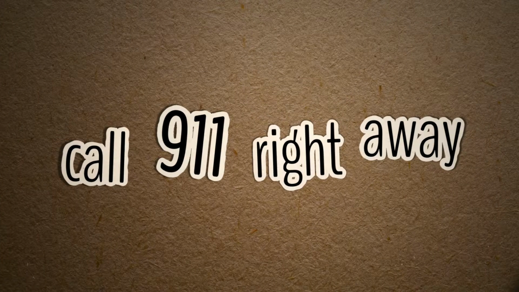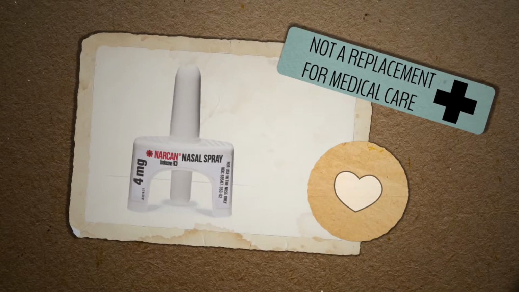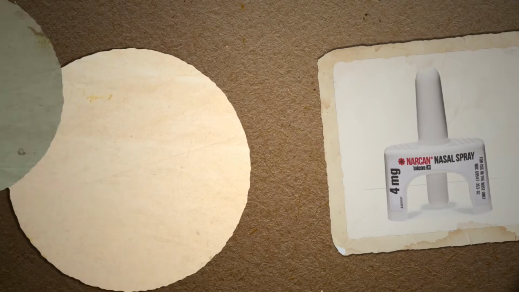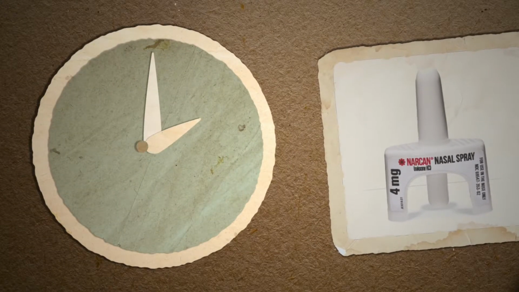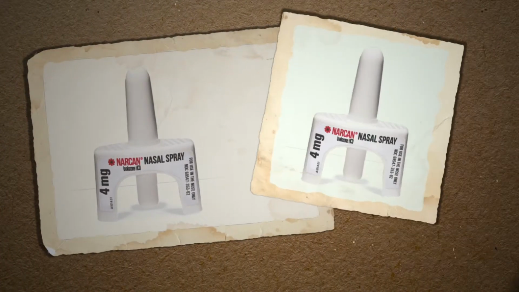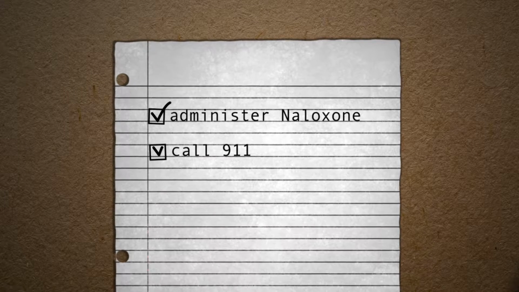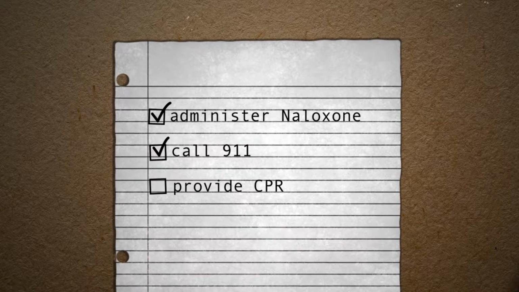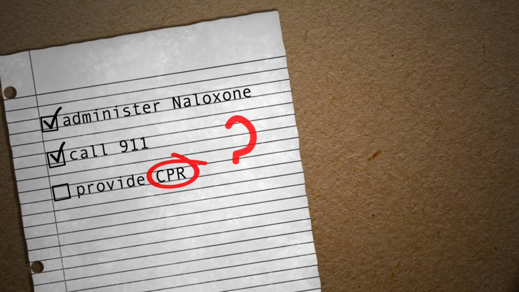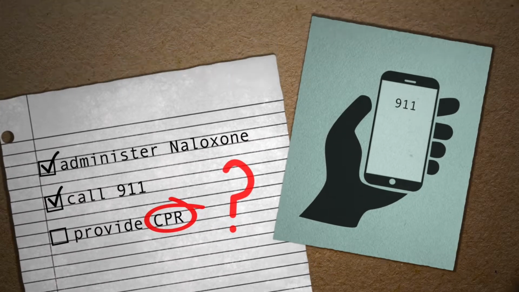After administering naloxone, call 911 right away. Naloxone is not a replacement for medical care, it just helps to keep someone alive while you wait for professional help. Naloxone works in seconds to minutes. But if the person does not respond in 2 to 3 minutes, you should give them a second dose if you have one available. Once you've administered naloxone and called 911, you can consider providing CPR or rescue breathing. If you're unfamiliar with these skills, the 911 operator should be able to instruct you.